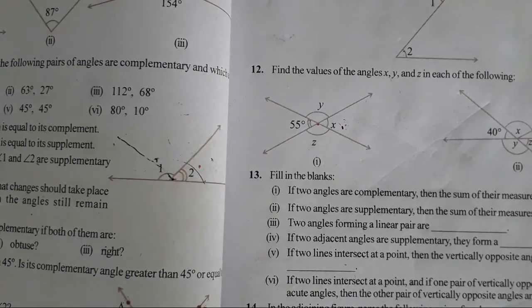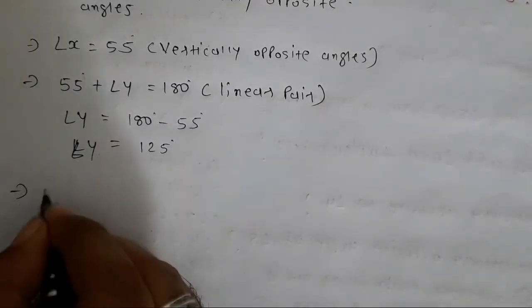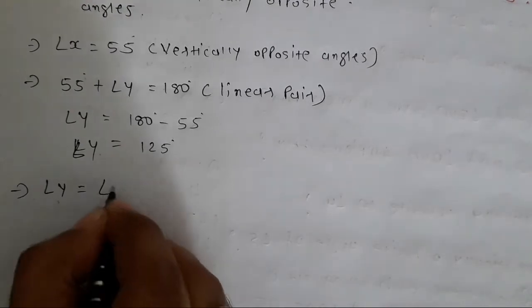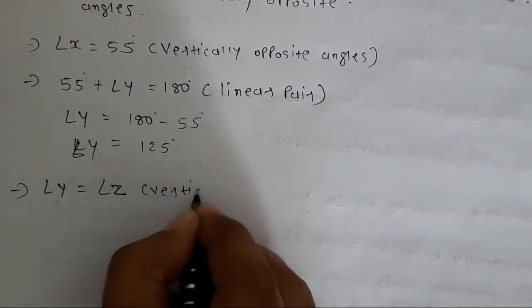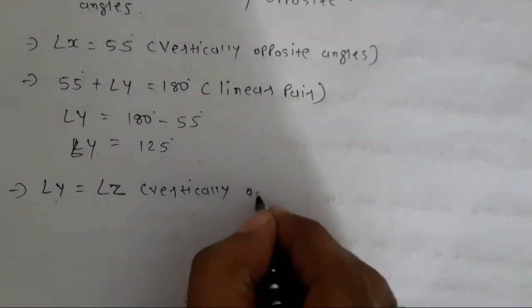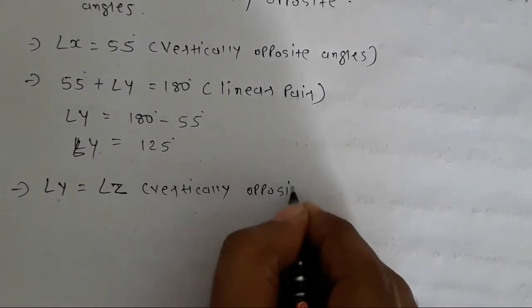So here we may write: angle y is equal to angle z because of vertically opposite angles.